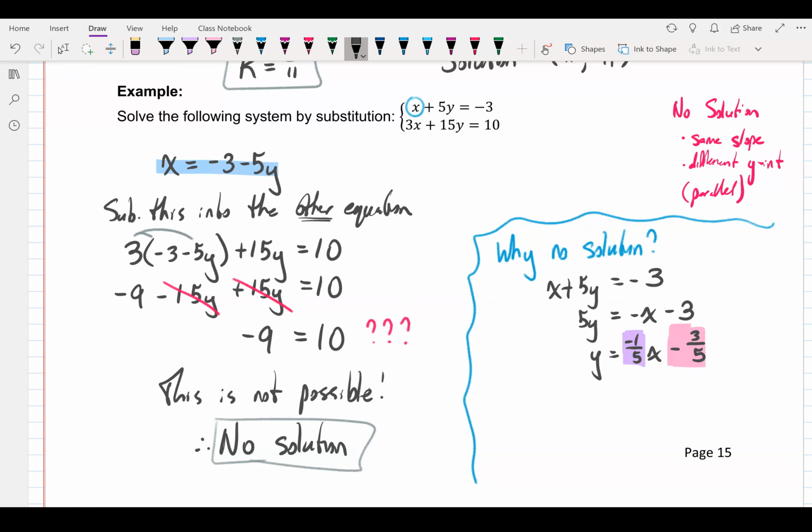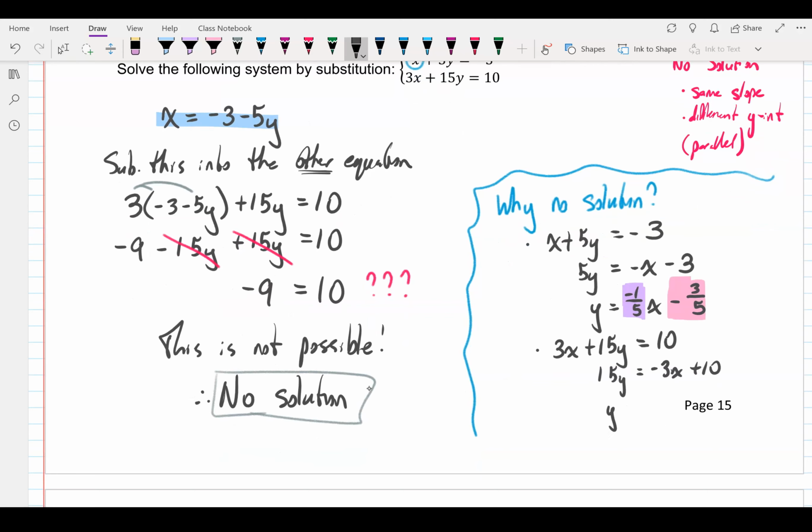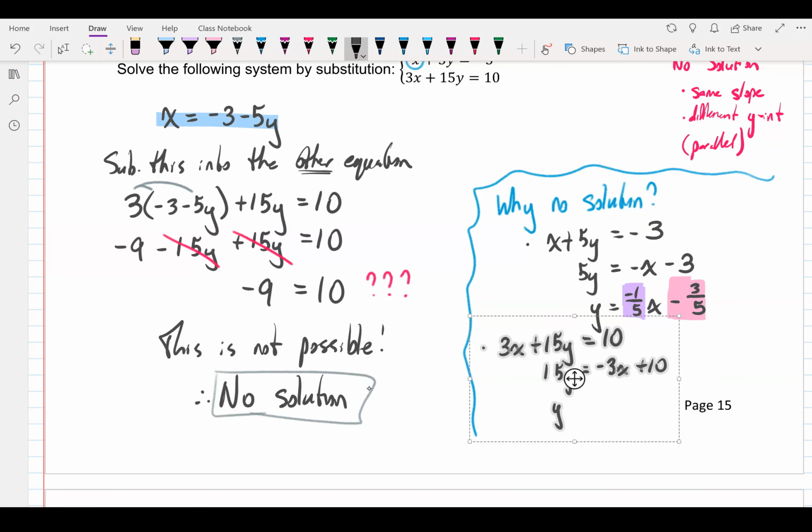Okay, let's see if the other one, this is our first case, let's see if our second equation gives us the same slope and a different y-intercept. So solve it for y. That means 15y equals negative 3x plus 10. Divide both sides by 15. I'm going to move this over because I'm going to end up writing over the page number. This is negative 3 over 15x plus 10 over 15. If we simplify that, the slope here is negative 1 over 5x. If we simplify this, divide both of these by 5, we get 2 over 3.